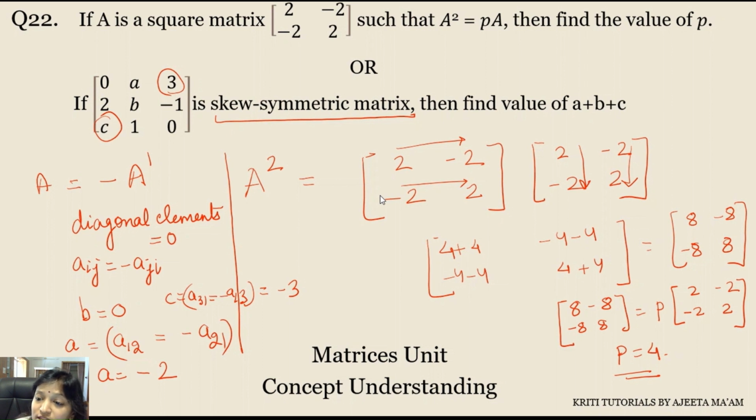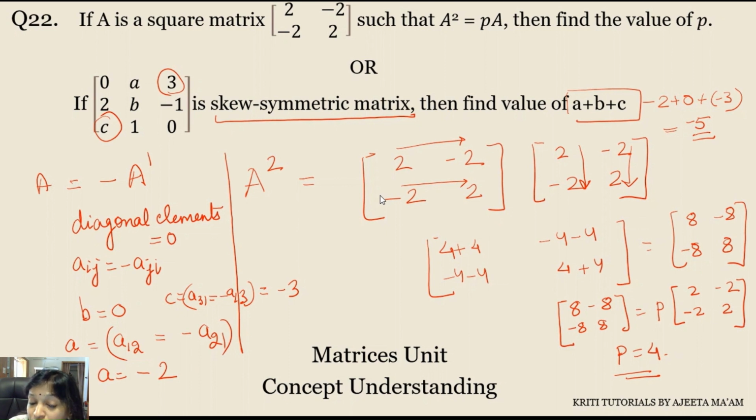Now what we have to find? We have to find the sum of A plus B plus C. Now the sum of A plus B plus C will be what? Minus 2 plus 0 plus minus 3. So what will be the answer? The answer will be minus 5.